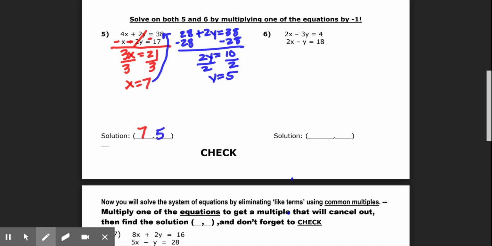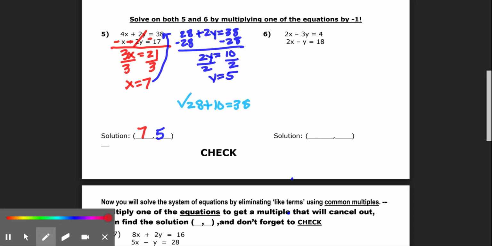So then we can check this. And again, I'm just going to use that top equation again. So 4 times 7 is 28 plus 2 times 5 is 10. So is 28 plus 10 38? Yes, it is. So that checks out.